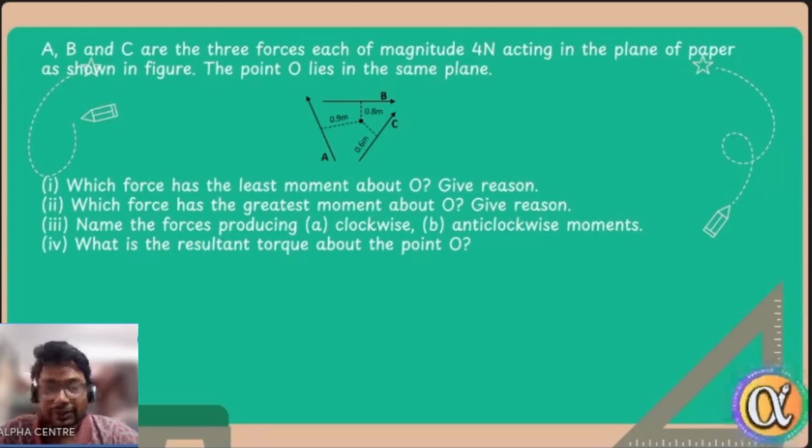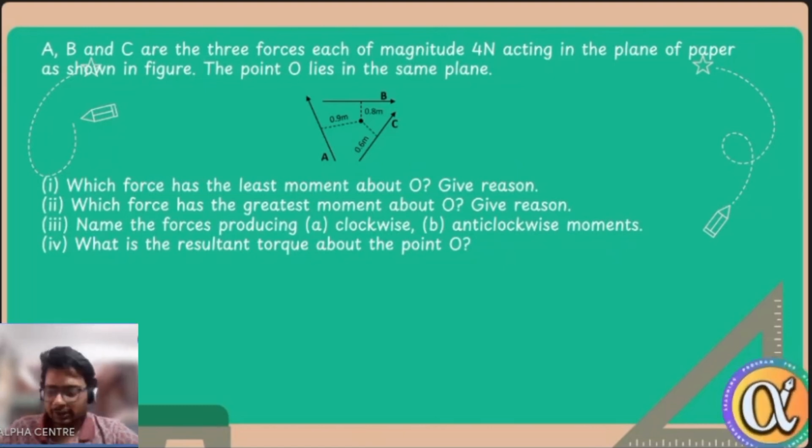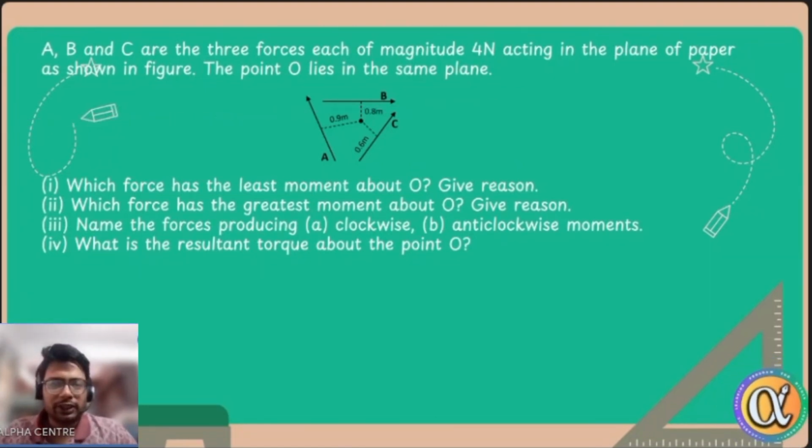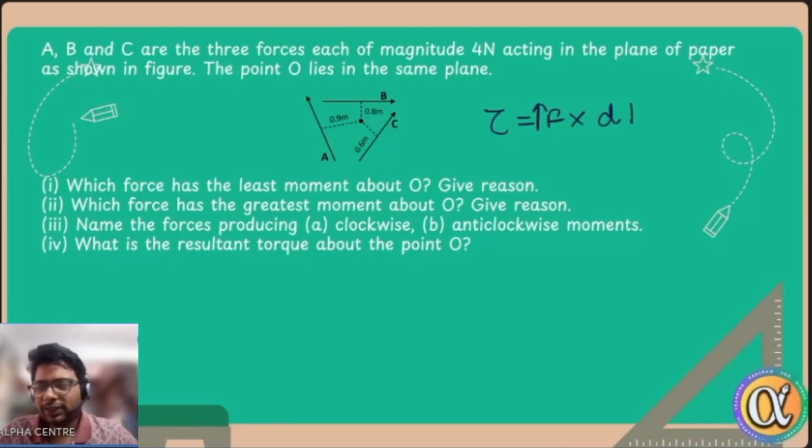Is it like that? First of all, we are not talking about force. We are talking about moment, the torque. The formula for torque is force into distance. So greater the force, greater the torque; greater the distance, greater the torque. So the two ways of increasing the torque are either by increasing the force or by increasing the distance.